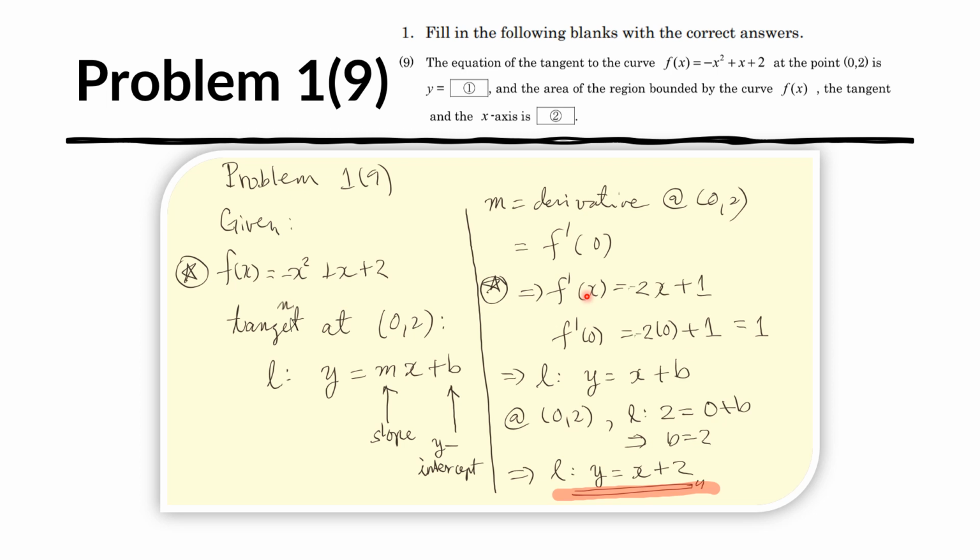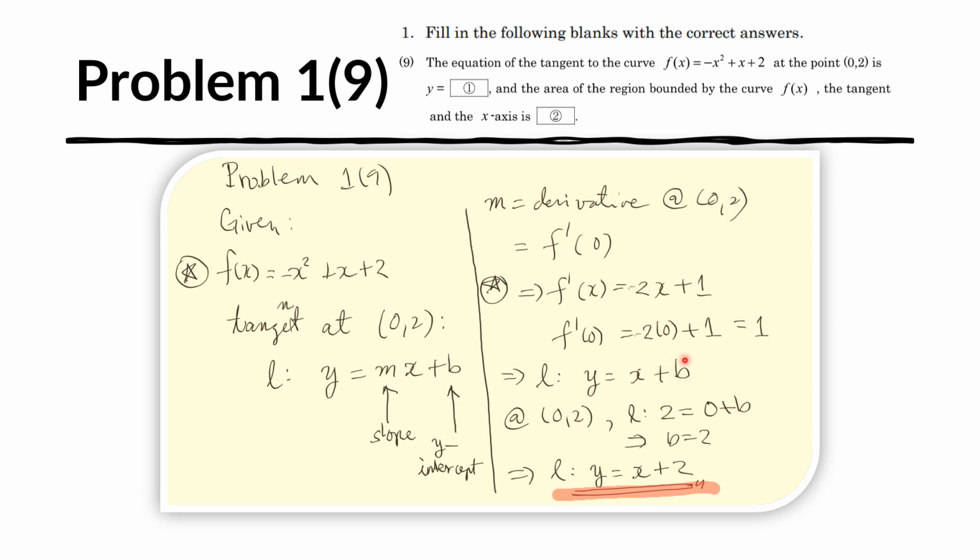F prime of x is equal to the derivative of this, which is minus 2x, plus the derivative of this, which is 1, plus the derivative of this, which is 0. And so we now have this derivative. If we replace the x with 0, because we're looking for f prime of 0, then we obtain this and this. Therefore, our slope is 1. We replace the m here with 1, and we get this.